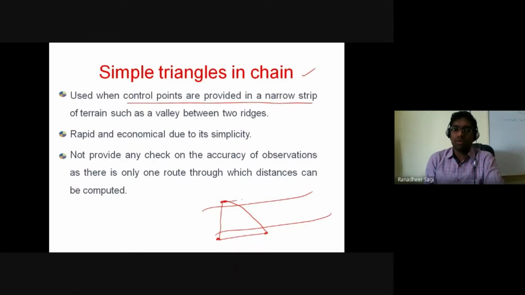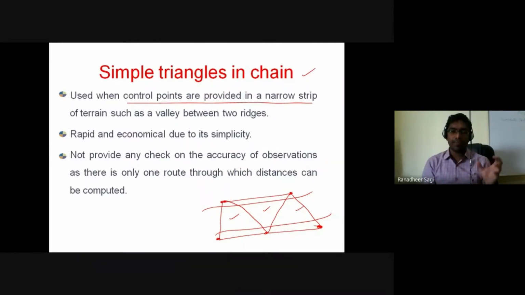So what I am trying to do here is get my network of triangles. If you look here, this is one triangle, this is another triangle, this is another triangle. How are these triangles connected? In the form of a chain. If you look at a chain, you have one link connected to another link, and that link connected to the other link. In the same way, one triangle is connected to another triangle, and that triangle to the next. This kind of arrangement of triangles in a proper sequence in a series form is what we call simple triangles in chain.